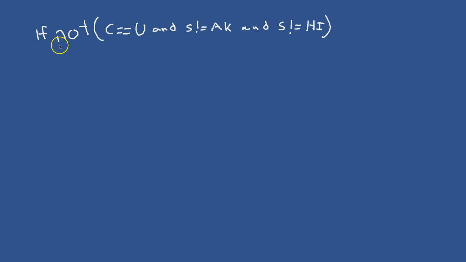So this is a little hard to understand, especially with this not sitting out here. So let's break this down into its separate components. We're going to solve this one chunk at a time. We're going to deal with these logical expressions. Country is the United States. The state is not Alaska, and the state is not Hawaii.